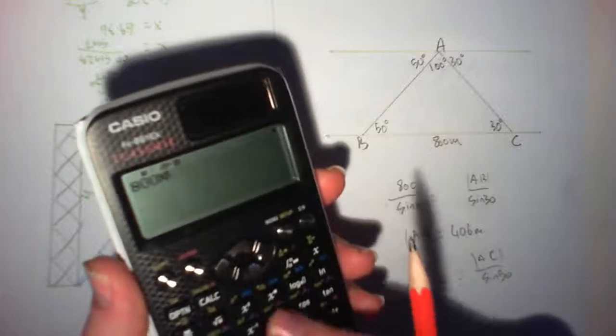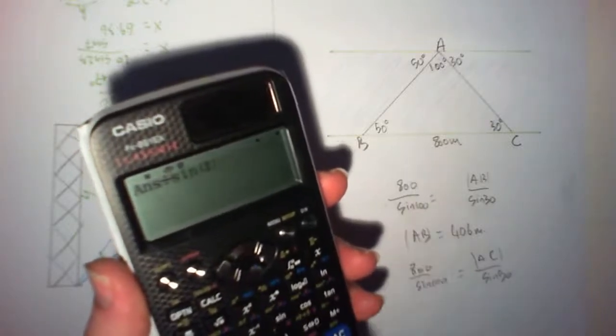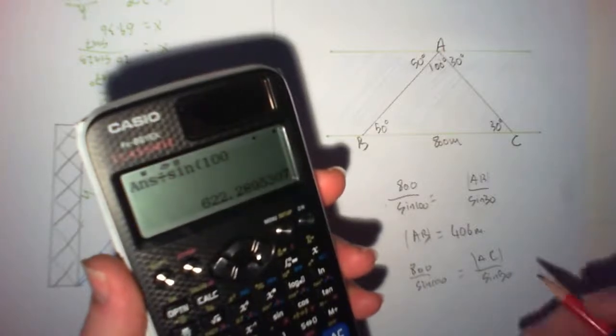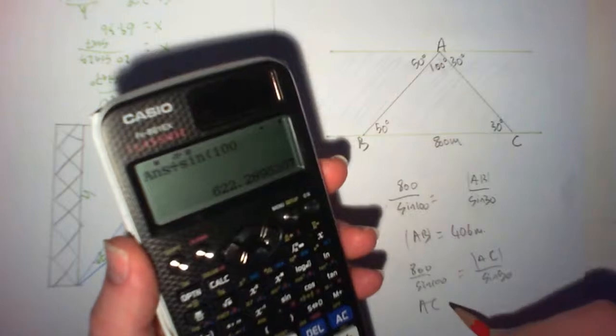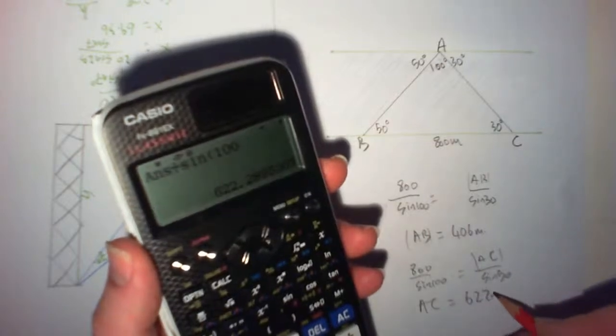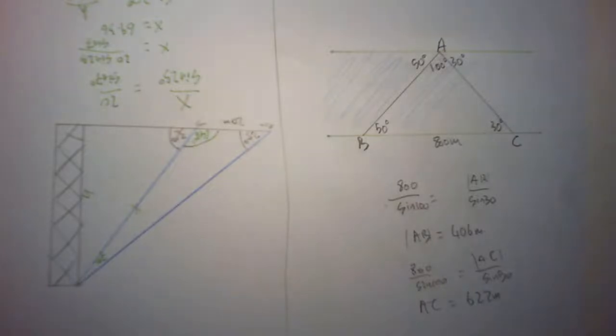800 by the sine of 50 divided by the sine of 100: 622. So AC is equal to 622 meters. Now, to me, that seems like an awful distance to be swimming. Absolutely mad to be swimming that distance. But anyway, who are we to judge these young men who decide to swim this far?